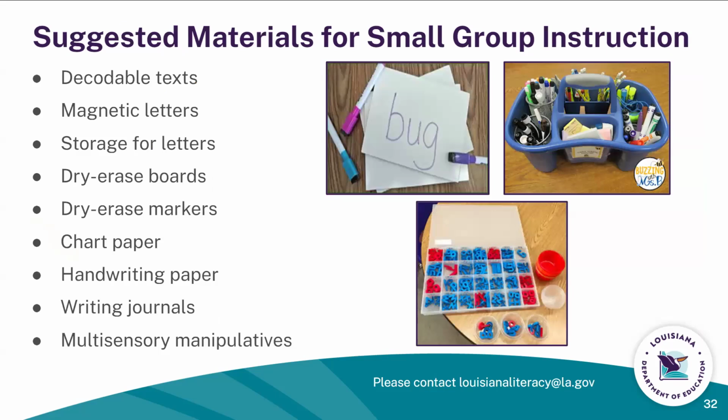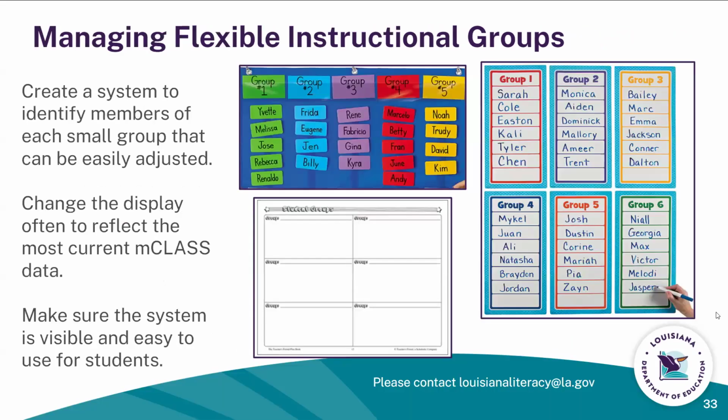Some suggested materials for small group instruction to have on hand during small group meetings may include decodable text, magnetic letters, storage for letters, dry erase boards, dry erase markers, chart paper, handwriting paper, writing journals, and multisensory manipulatives. If you are just getting started with small groups, please do not feel as though you have to have all of these materials from the beginning. Start with what you have and work with your school leaders to build on your resources over time.